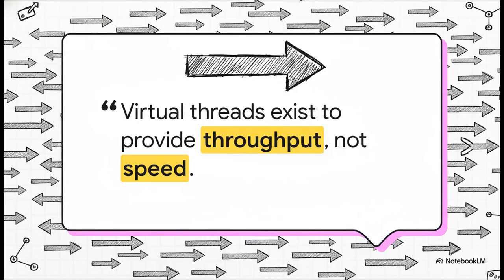Look, if you remember only one single thing from our time here, please let it be this. Virtual threads are not about making any single task run faster. They are about letting your application handle a ridiculous number of tasks all at once. They exist to provide throughput, not speed.